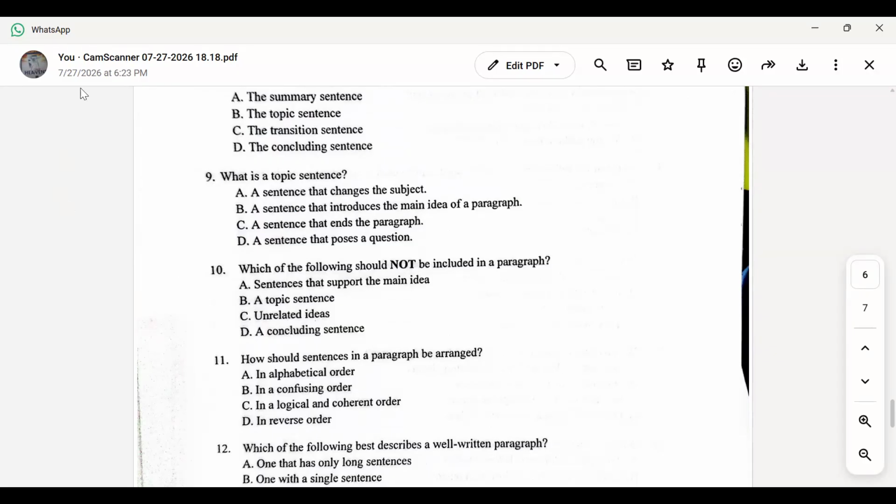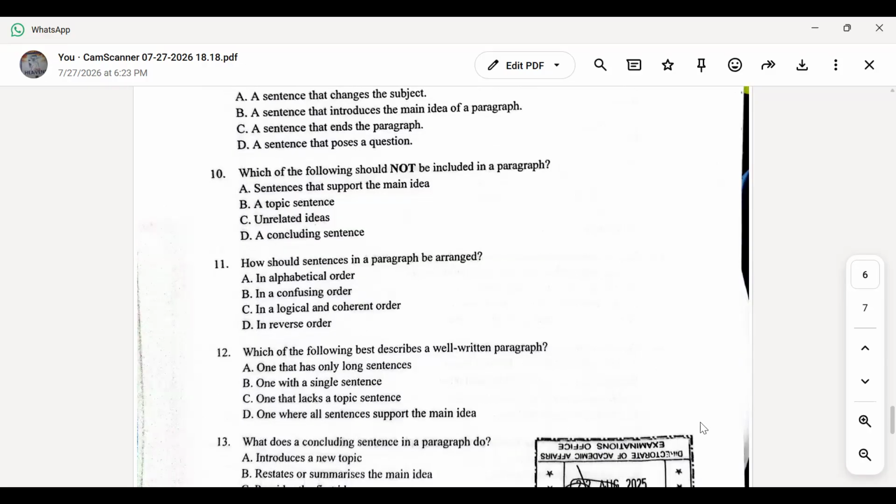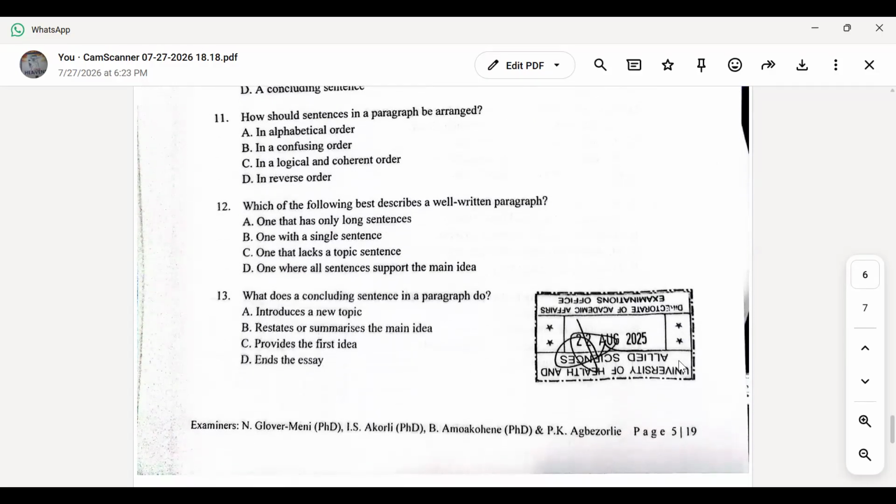Question 10. Which of the following should not be included in a paragraph? A, a sentence that supports the main idea. B, a topic sentence. C, unrelated ideas. D, a concluding sentence. The answer is C, unrelated ideas.